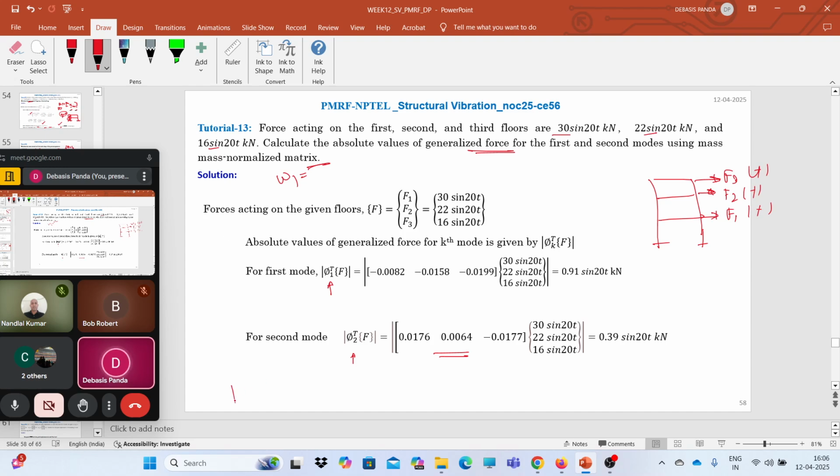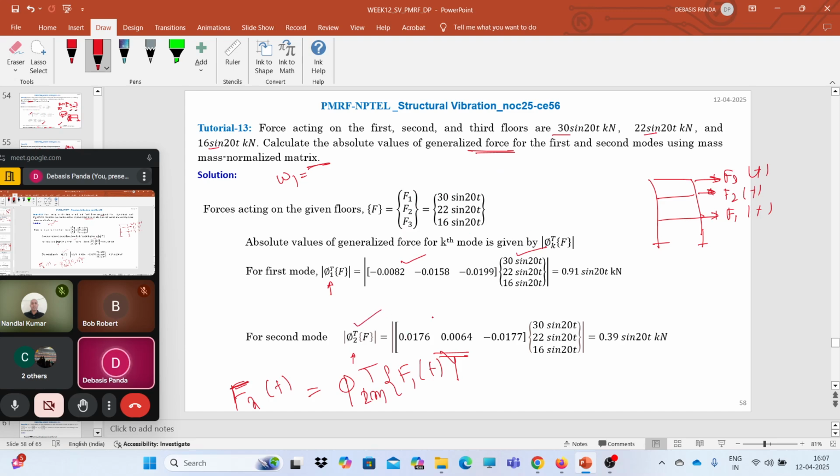Generalized forces: you have already solved one problem related to a two DOF system. Now for the three DOF system, Fn of t should equal phi 1 of t, and phi 1 should be mass normalized, multiplied by your F1 of t, and for F2 of t similarly you need to multiply the mass normalized mode shape 2 with that. So this is the first mass normalized mode shape. This is the vector of the generalized forces F1, F2 and F3.